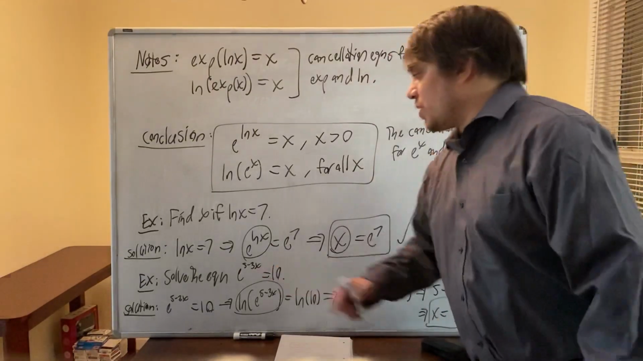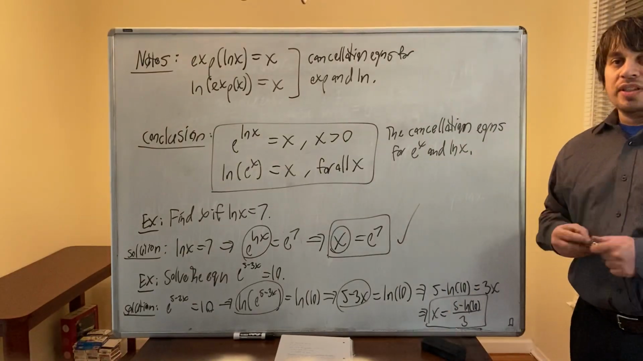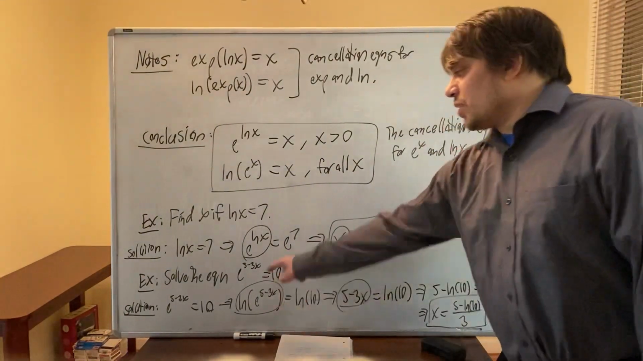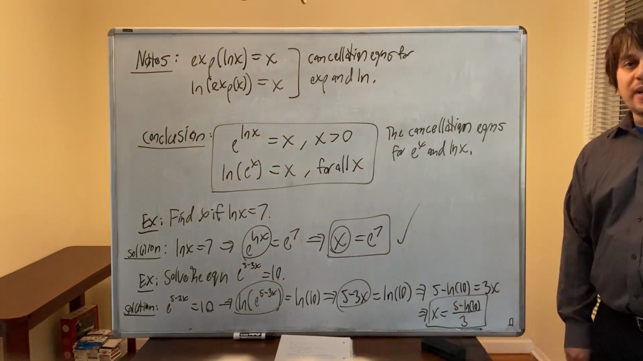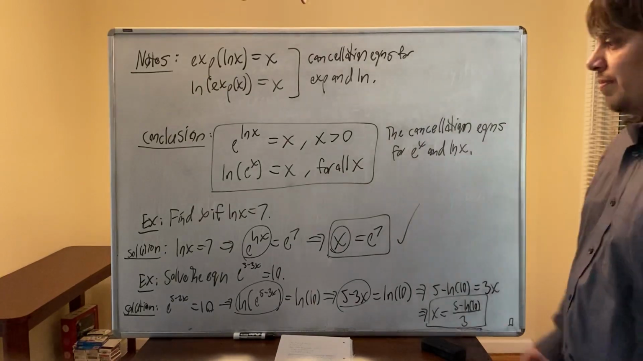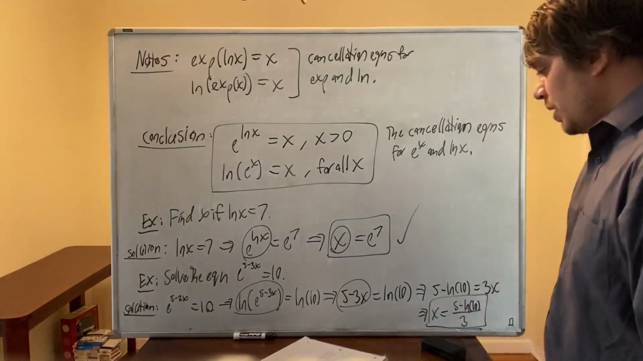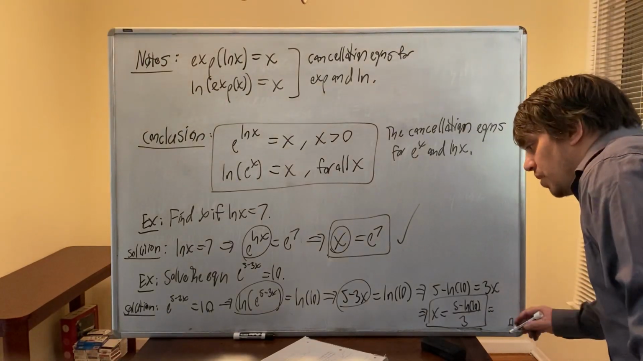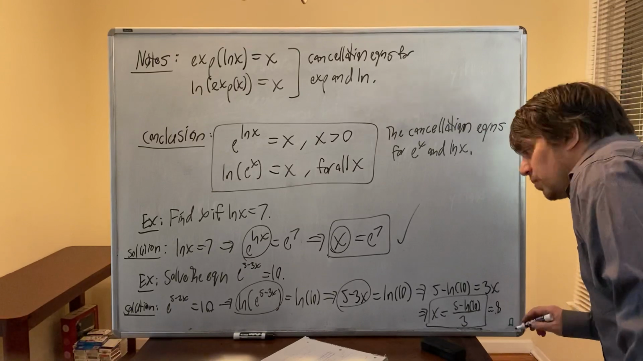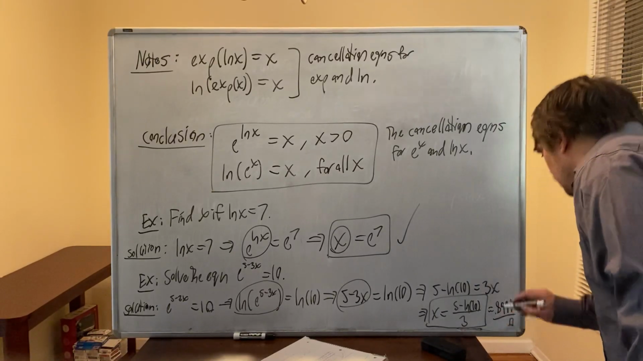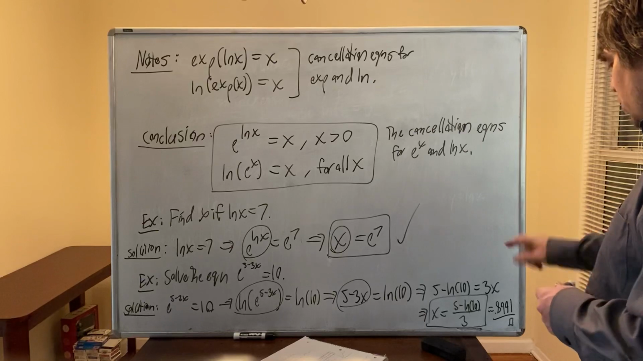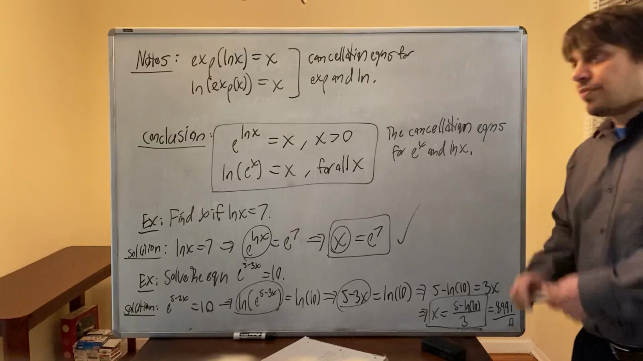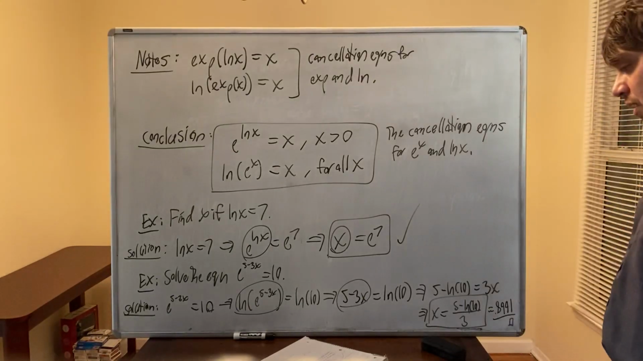Right, so we solved the equation. Solving an equation means finding the values of the unknowns in the equation. The only unknown is x, and so solving that equation means finding the value of x. As a decimal, this is approximately 0.8991. So 5 minus ln of 10 over 3 is approximately 0.8991. And so that's that example.